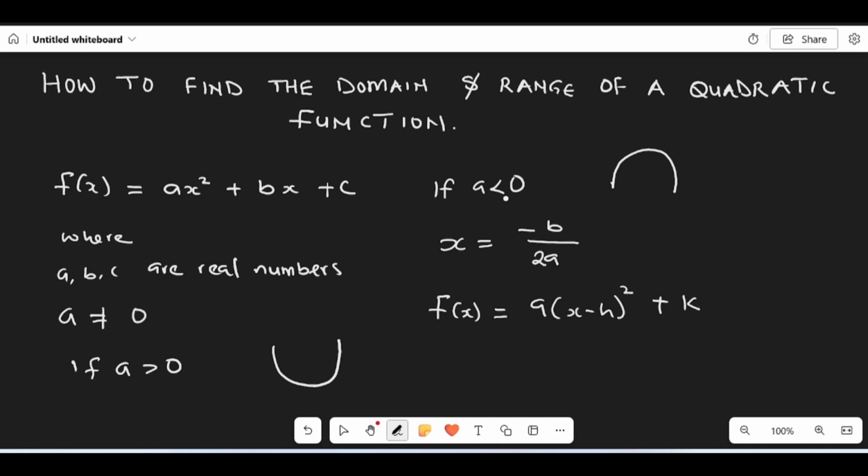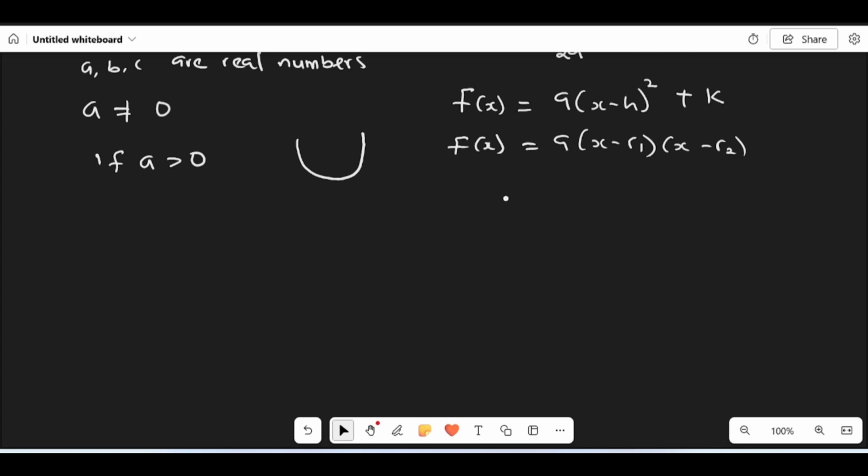And the factor form, when roots are known, is f(x) equal to a(x minus r1)(x minus r2). The domain of a quadratic function is always negative infinity to positive infinity, and the range depends on the direction of the parabola.